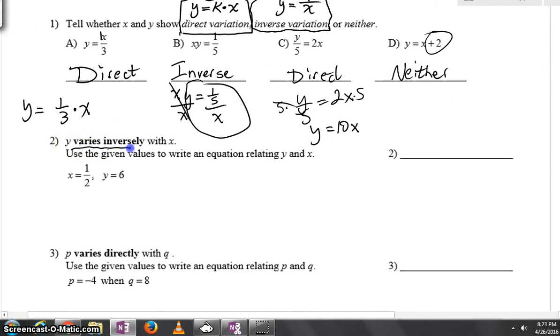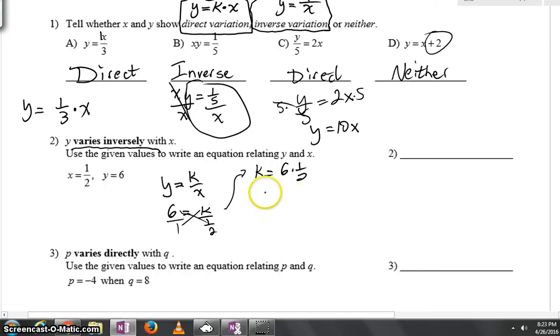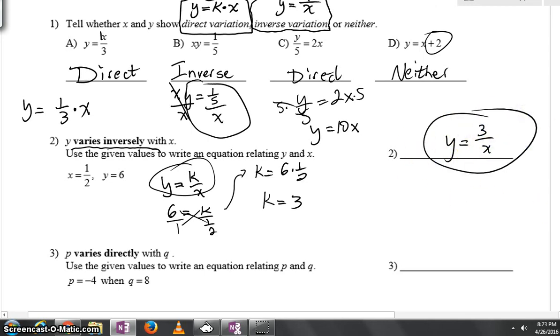For number 2, y varies inversely with x. That means y equals k divided by x. Simply plug in your x and y values, and then you can go ahead and cross multiply to find your k. 1 times k would get you k. 6 times a half. Well, you could simplify that very quickly. You can even multiply out 6 times 1/2. Don't even need the fraction bar. But you'll see it's 3. Where you're going with that, please make sure that you write an equation with x and y in it. So y is 3 all over x, and then we're done.